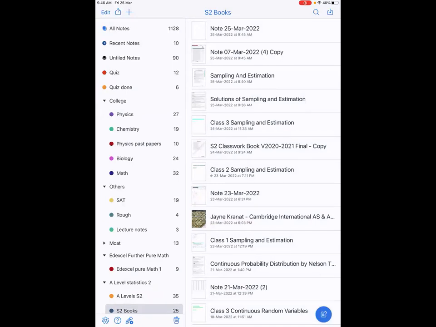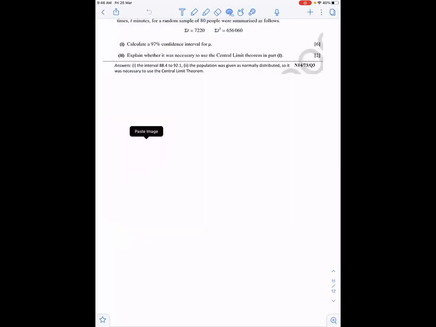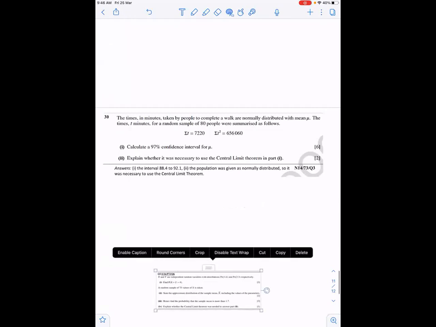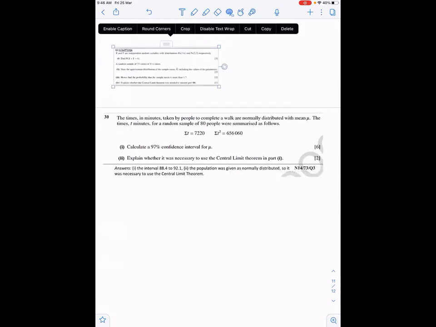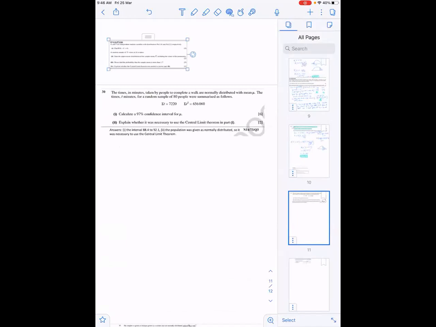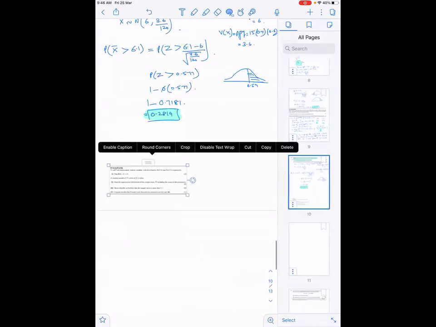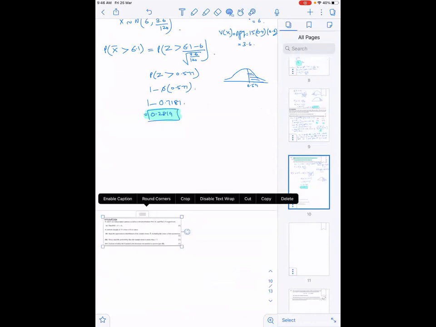Whenever the sample size is greater and the distribution is Poisson, you can approximate it to be a normal distribution, and you can use the central limit theorem and solve the question the normal way. We have to do this question right now.